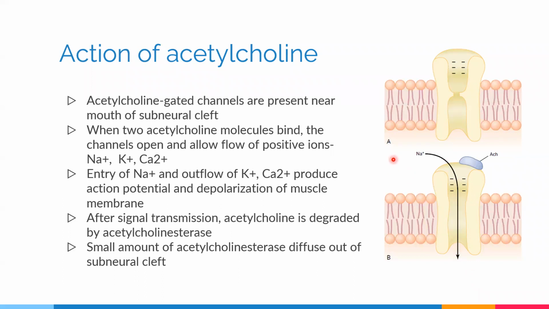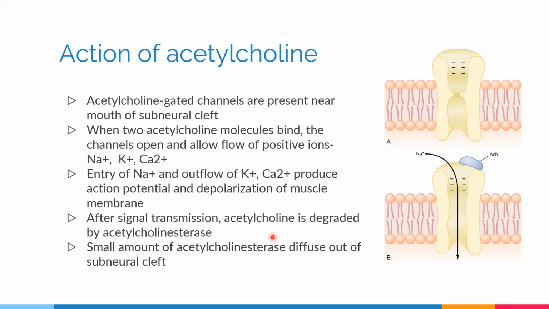The entry of sodium and the outflow of potassium and calcium along their concentration gradients produce an action potential and depolarize the muscle membrane. As occurs in the nerve fiber itself, the opening of such a cationic channel allows the flow of sodium along its concentration gradient inside, and the flow of potassium along its concentration gradient outside. This causes a net decrease, or net depolarization, of the membrane itself, and this initiates an action potential.